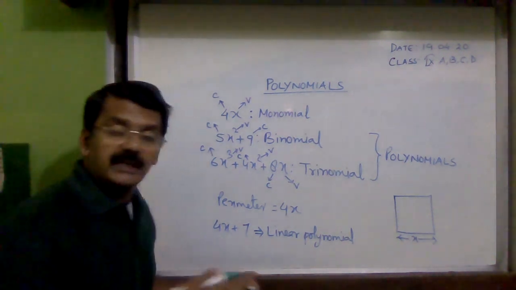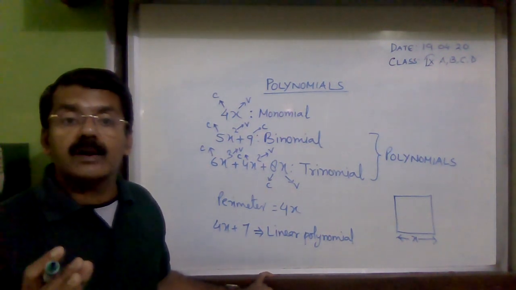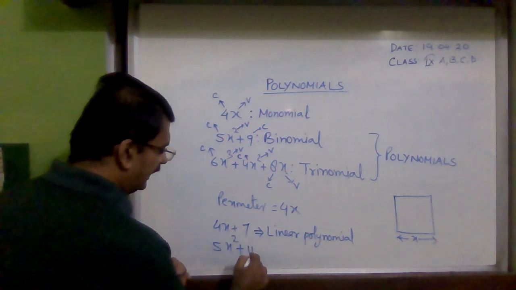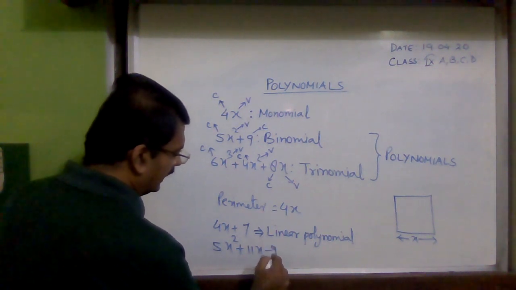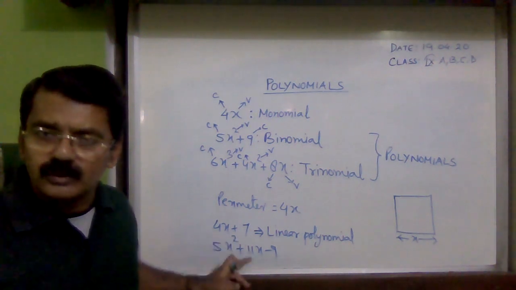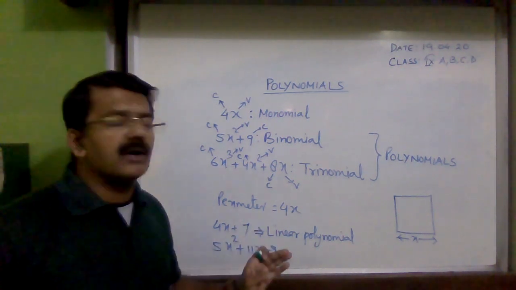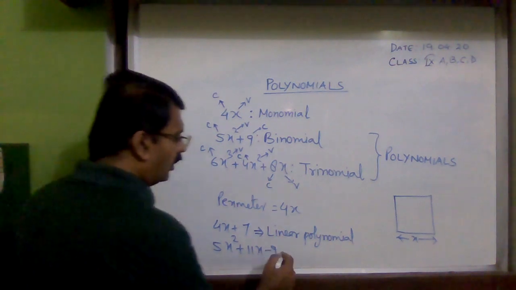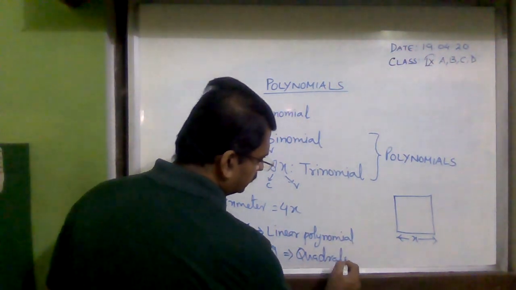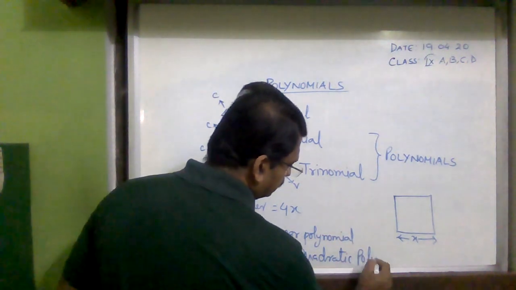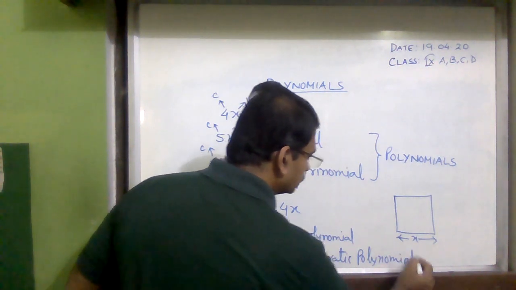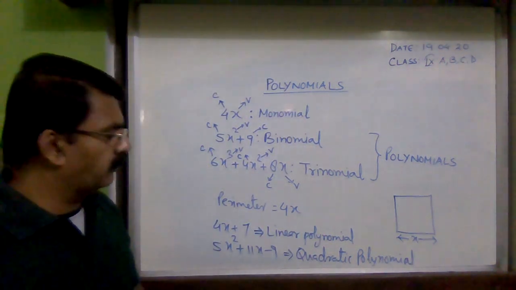Now in a polynomial, if the highest power of the variable is 2, say 5x square plus 11x minus 9, you can see x is the variable and the highest power of x is 2. So if the highest power of the variable is 2, then it is called a quadratic polynomial.